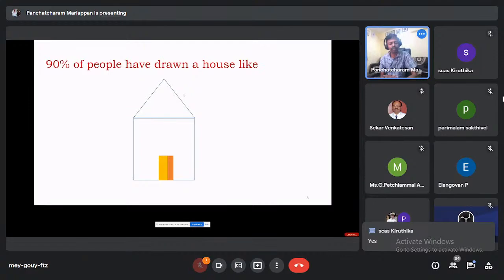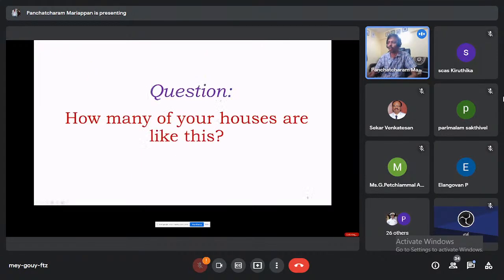Okay, so I'll just continue. So 90% of the people... this is not the first time I'm giving this game. I have given this game to various universities across India and abroad also. 90% of the people have drawn a house like this. Some people have drawn it a little differently, but 90% have drawn it like this. The question that follows is: how many of your houses are like this?